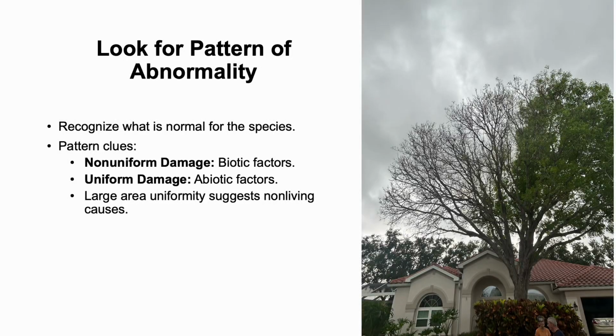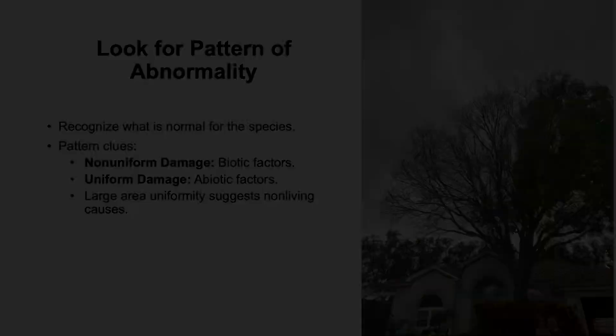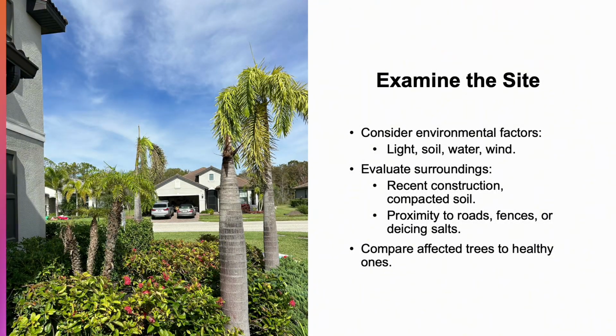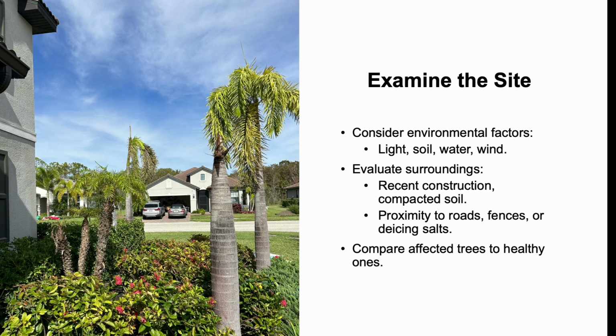It's important to examine the pattern of damage to identify possible causes. Non-uniform damage suggests biotic factors, living. Uniform damage often indicates non-living or abiotic causes. A large-scale, uniform pattern usually points to non-living stress factors. Site evaluation is the next step in the diagnosis process. You want to consider light, soil quality, water availability, and wind exposure. Look for recent construction, soil compaction, or proximity to roads or de-icing salts. Comparing affected trees to healthy ones can provide useful clues.